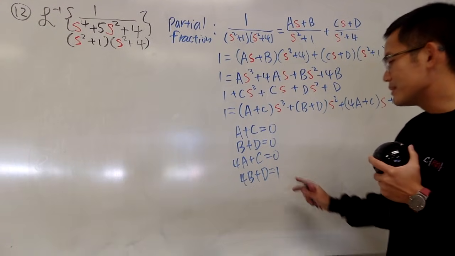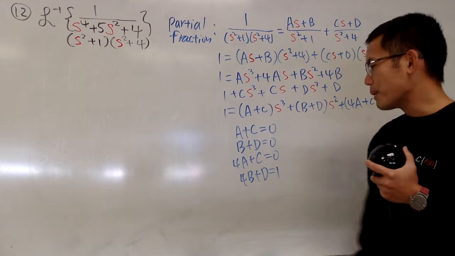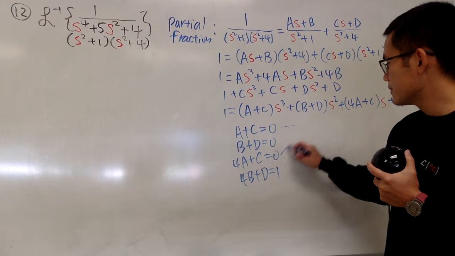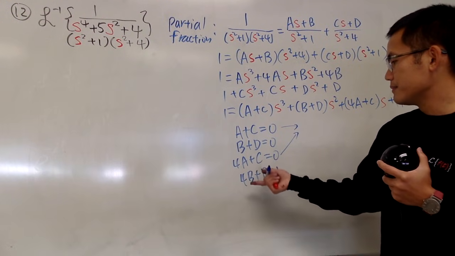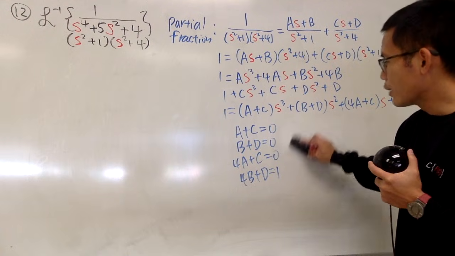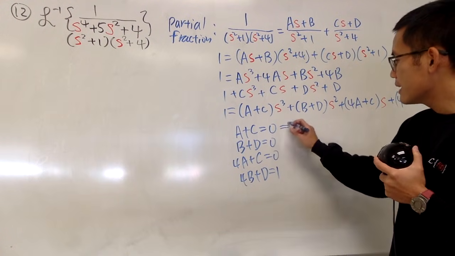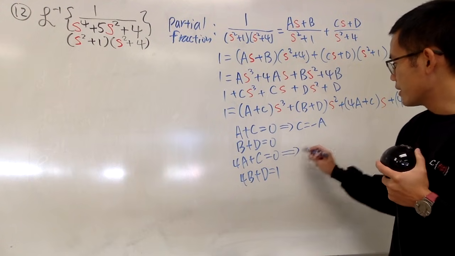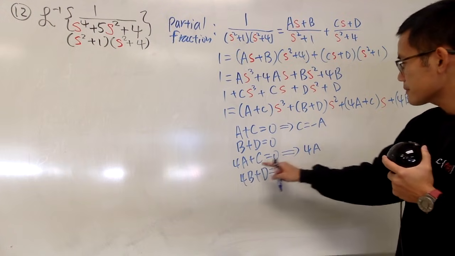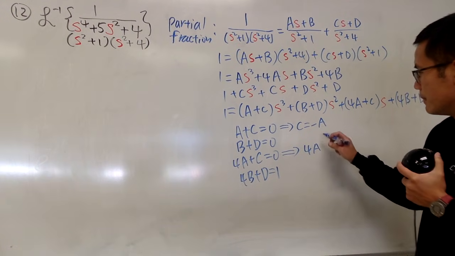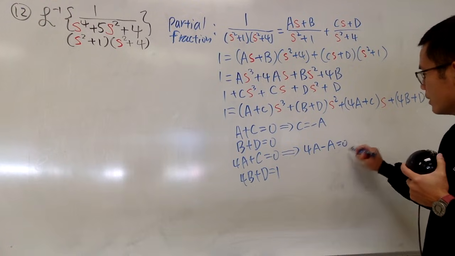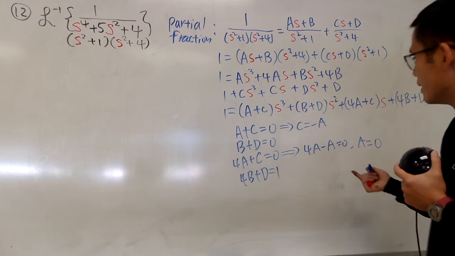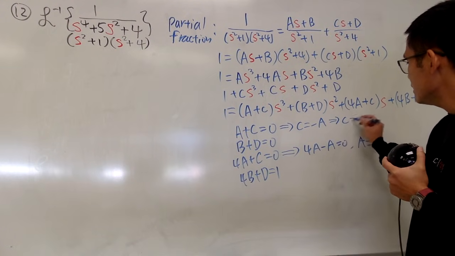Now, it might be 4 by 4, but it's actually pretty nice, because if you just look at these two equations, they only have a and c. So from here you can see that c is the same as negative a, and you can put this right here. So that means 4a minus a is equal to 0, and of course a is equal to 0, right? That should be pretty clear. Likewise, this right here tells you c is equal to 0.